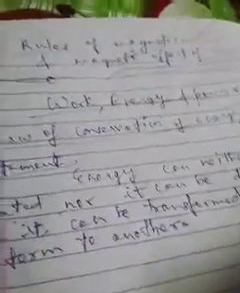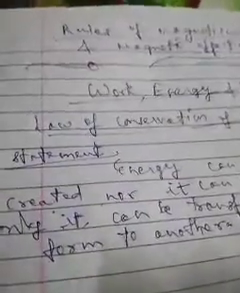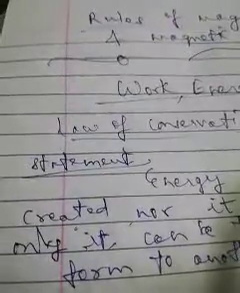We cannot destroy energy. Only we can change its form, maybe from chemical to electrical, or from electrical to mechanical, or from mechanical to electrical. There are different cases of this change, and we observe them in everyday life. Like in an electric generator, mechanical energy is converted into electrical energy. And in an electric motor, electrical energy is converted into mechanical energy.